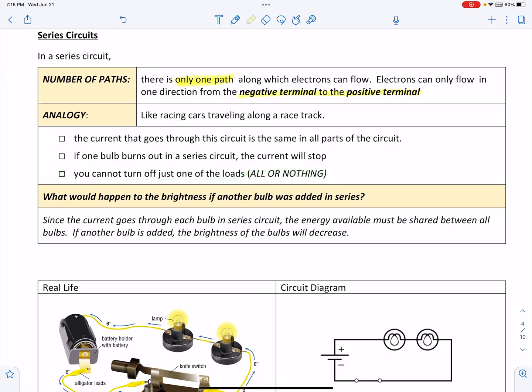So what would happen if we added extra light bulbs in series? Well, since the current that goes through each light bulb in a series circuit is the same, the energy available must be shared between all of the light bulbs. If another light bulb is added, the brightness of the bulbs will decrease.